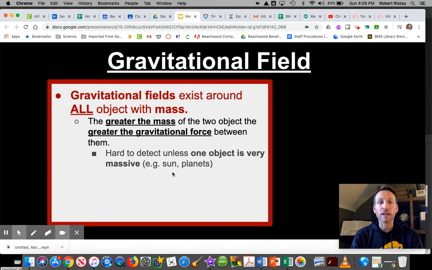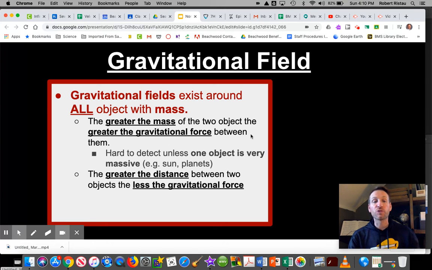Okay? Like we talked about, that's really hard for us to detect unless one of the objects is really, really massive. And when I say massive, I don't mean just a huge skyscraper or a semi truck. Those are big things compared to us, but compared to the universe, those things are tiny. When we're talking about hugely massive things, we're talking about planets, stars, moons. Those are the things where we can actually notice an effect of the gravitational force in a gravitational field. Okay.